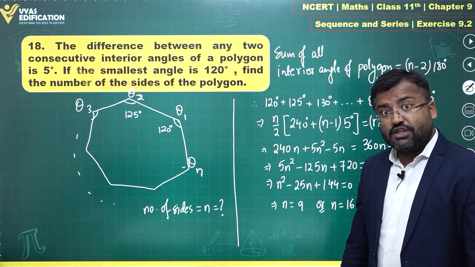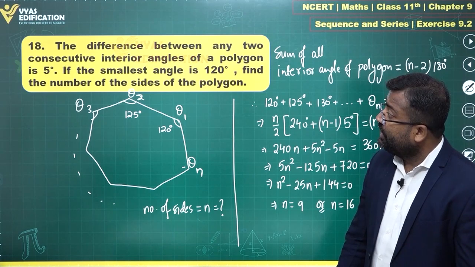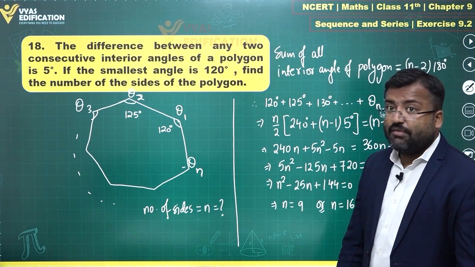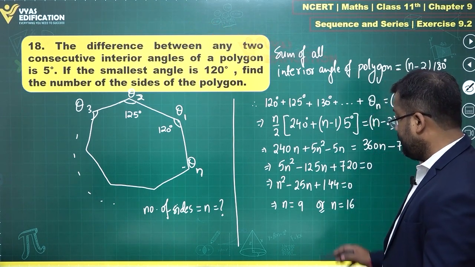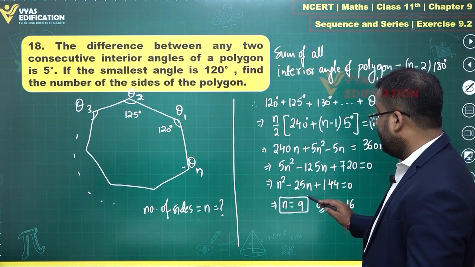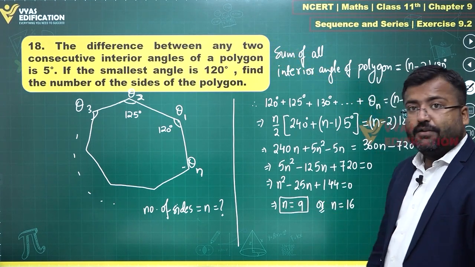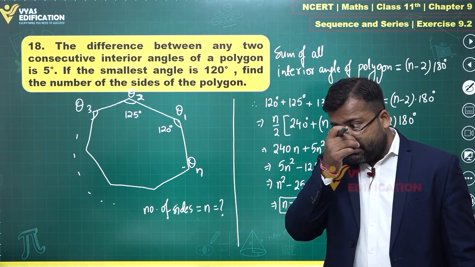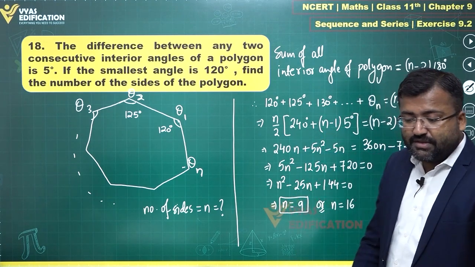So there are two possible polygons which will have the similar condition. Seems so. But I'll tell you that one of these answers is wrong. Why is that wrong? And which answer is wrong? There should be some reason for that, right?